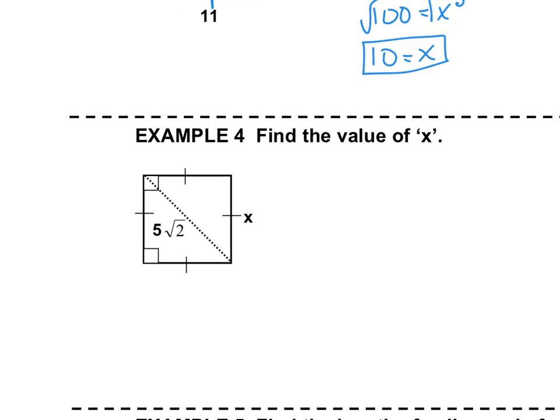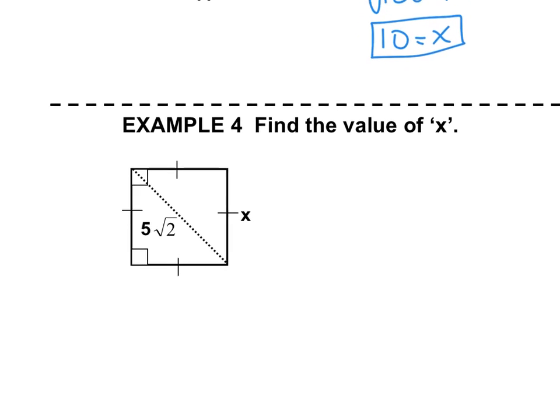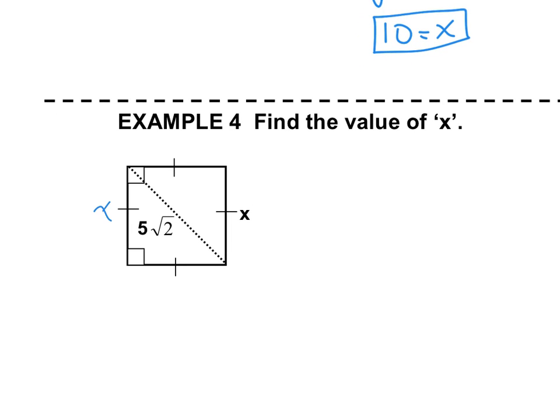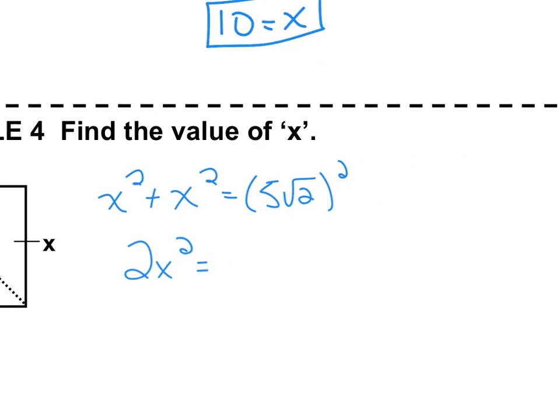Now, here's an interesting one. I like it a lot. They didn't give us any of the side lengths of this square, but they did give us the hypotenuse. So since it's a square, both sides are just X, so we can still solve this one. So if it was A squared, it'd actually be X squared plus another X squared, because A and B are the same, equals 5 square roots of 2 squared. Well, I can add X squared and X squared together to get 2X squared, and that equals whatever this is going to be. So let's work this out.